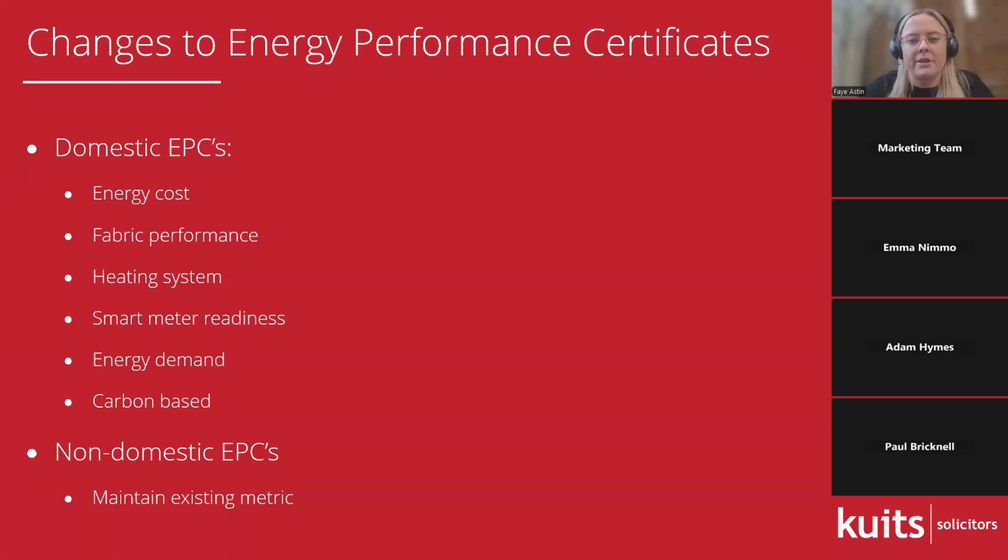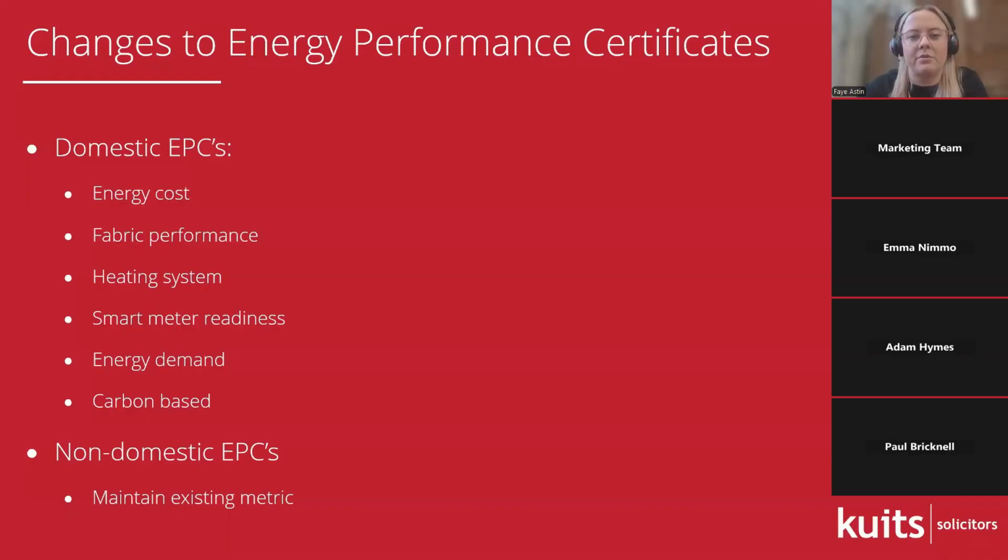The main changes that it has touched on is changes to energy performance certificates, mostly in relation to domestic EPCs. So there is going to be 4 new headline metrics that are going to be on the certificates. So they will replace the existing single cost metric. The new metrics are energy cost, fabric performance, which will consider how well a building stays warm, heating system, which provides data to assist with whether an alternative heating system would be more efficient, and smart meter readiness.